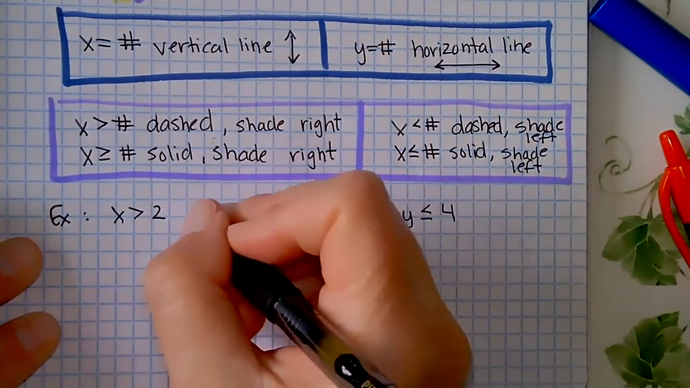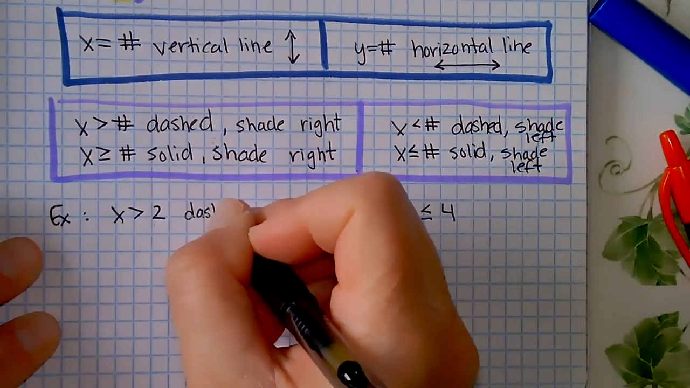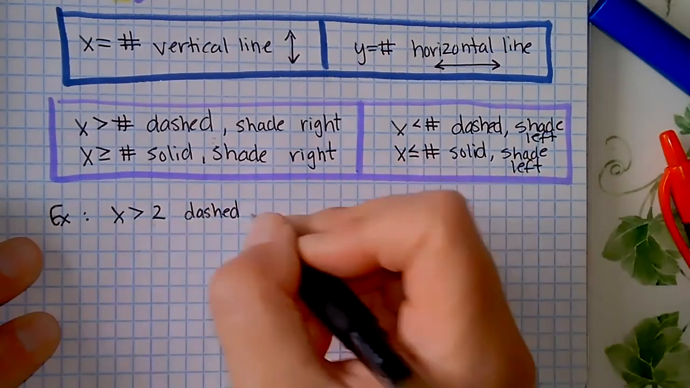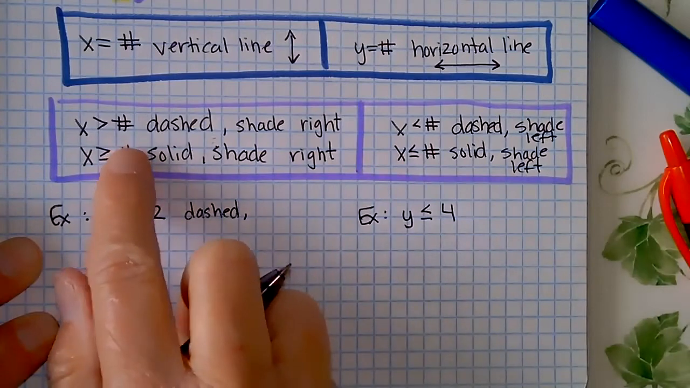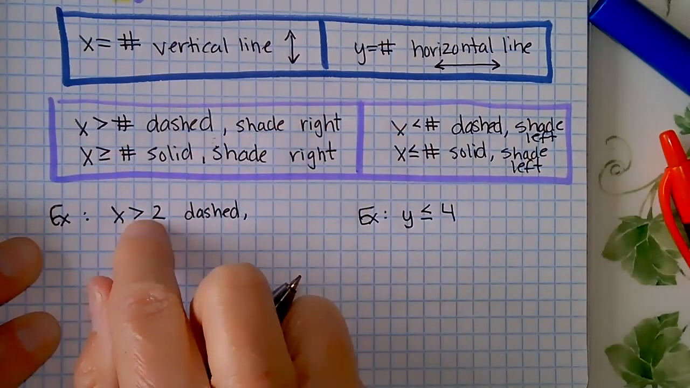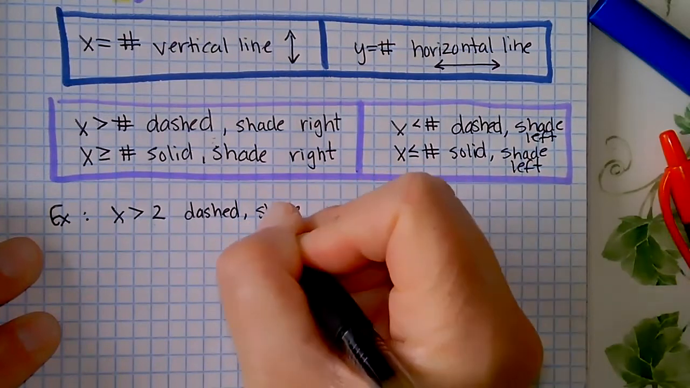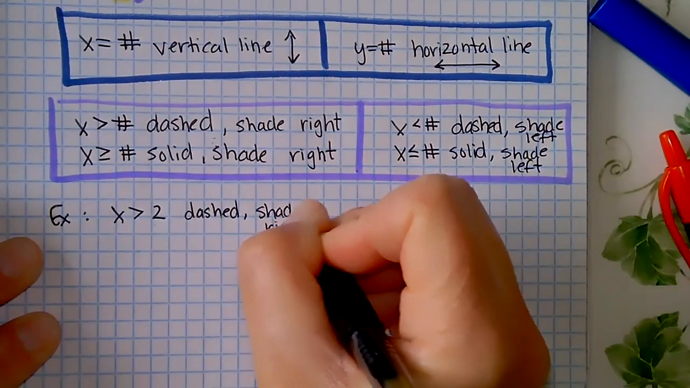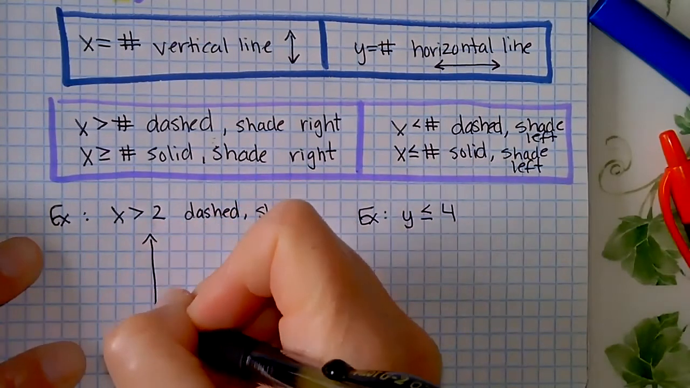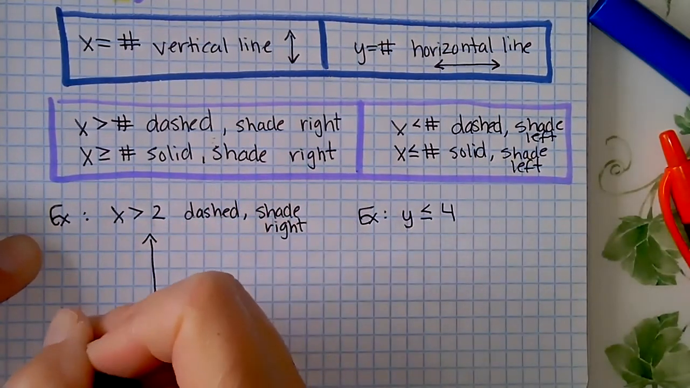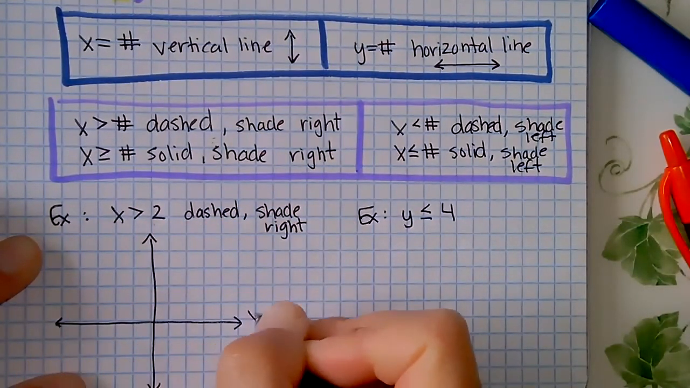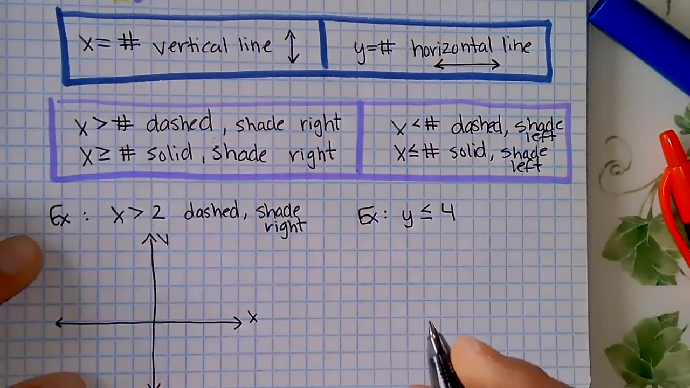So this one is going to be dashed because it doesn't have the equal. And since it's one of these x ones, greater is going to be to the right. So I'm going to shade right. So I'm going to get my graph. Here's my x-axis, here's my y-axis.